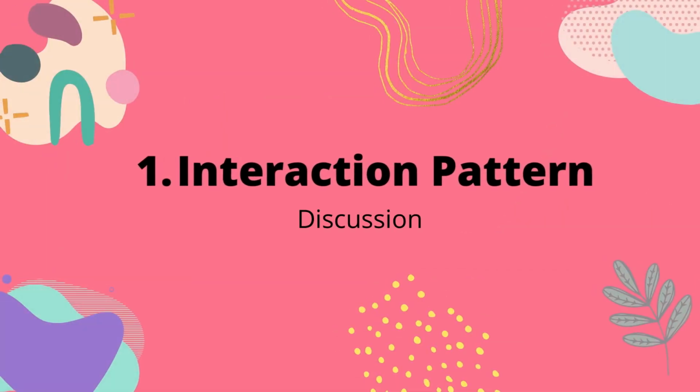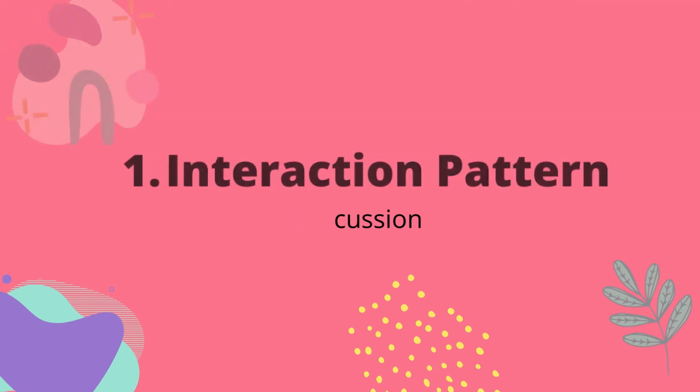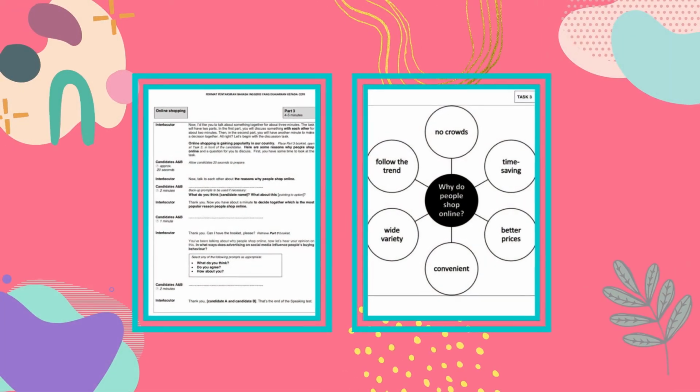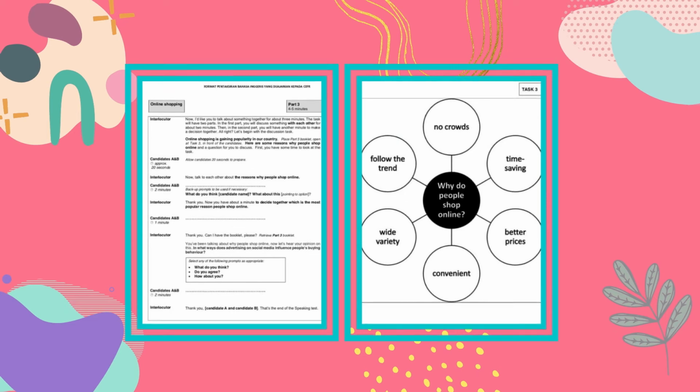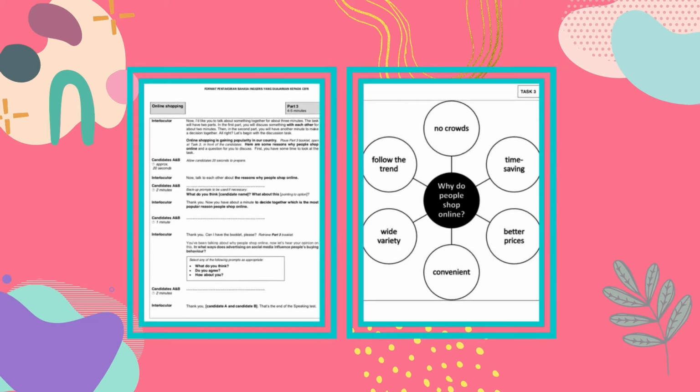Part 3. Part 3 is known as the discussion, as it is a two-way interaction between you and your partner. During the discussion, you and your partner will be asked to speak on a topic for about 2 minutes, prompted by a mind map which presents a focused question with some ideas meant to help you build up the discussion. For example, the main question would be, why do people shop online? And the ideas are time saving, no crowds, and etc.